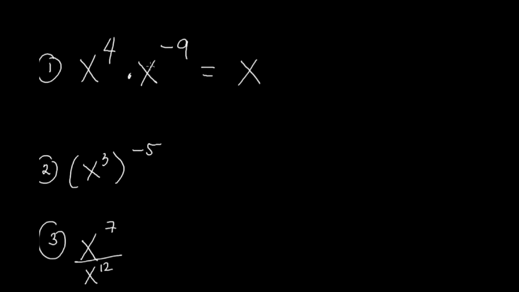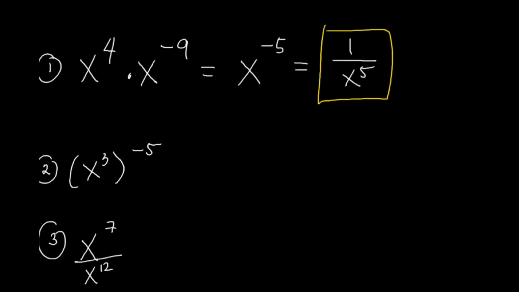Number 1, we just add the two exponents, 4 plus negative 9, that is negative 5, which is also equivalent to 1 over x to the 5th. For number 2, we just multiply the two exponents, 3 times negative 5, and that would give us x raised to negative 15, or 1 over x to the 15th power.